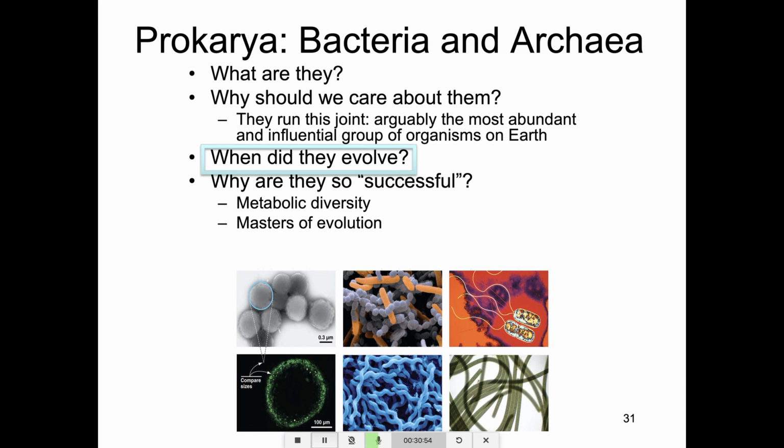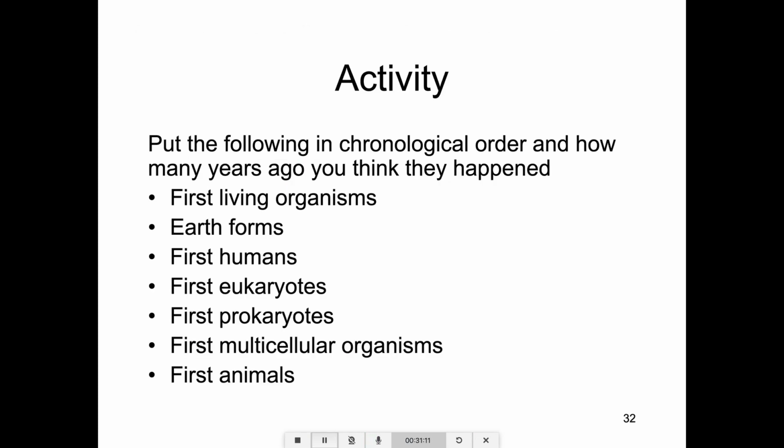So if we think about the prokaryotes, let's talk about this next topic. When did they evolve? We've learned what they are. We've talked a little bit about why we should care about them and their huge abundance. So when did they evolve? When did they appear on Earth? I want you to spend maybe 2 minutes putting the following events in chronological order and how many years ago you think they happened. So go ahead and spend a little bit of time working on that. Try to put these in order.